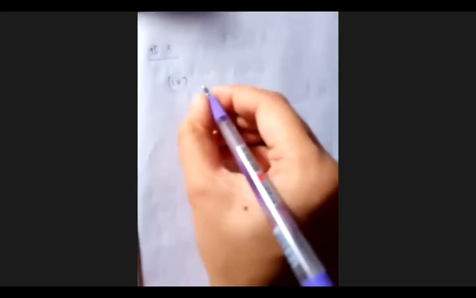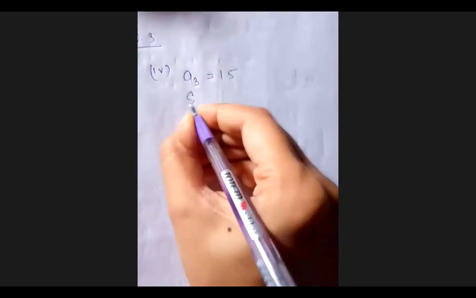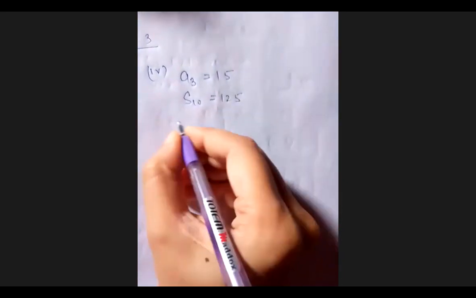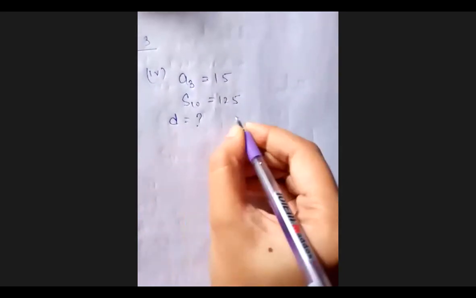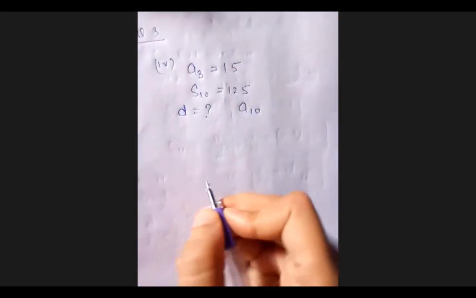Now, question number third. Fourth, 8, okay. Question number third, fourth I'm saying. A3 is given 15. S10 is given 125. And what you have to find? D and A10. This is your question number third, fourth I'm taking because Chris has asked this question. Question number 4. Okay, Muskan. Question number 4 also I will discuss with you.